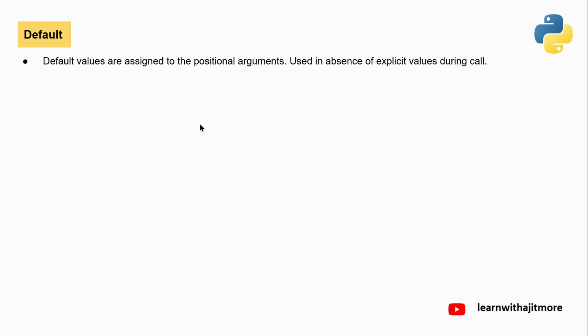Some examples I'll give you. Default values are assigned to the positional argument. Whenever you are defining the function, you assign some default to the arguments using equals. That default is used in the absence of an explicit value at the time of call. So at the time of call, if you are not giving any explicit value, it will take the default value. Correct? So it is used in absence of explicit value during call.